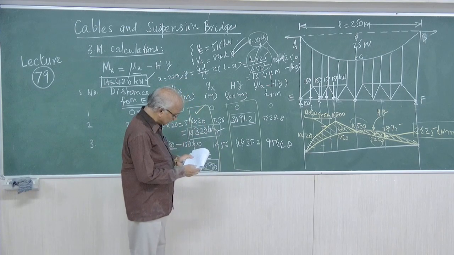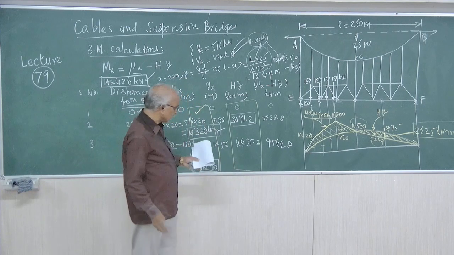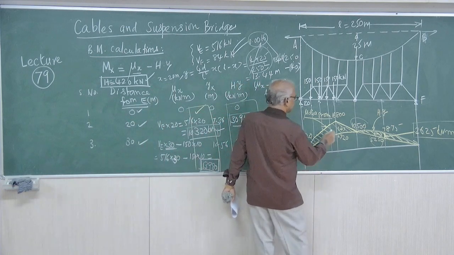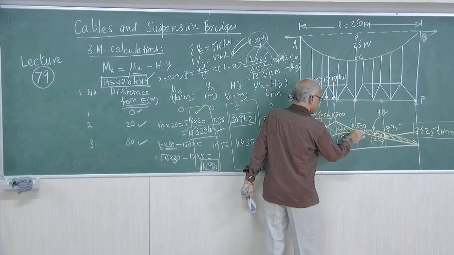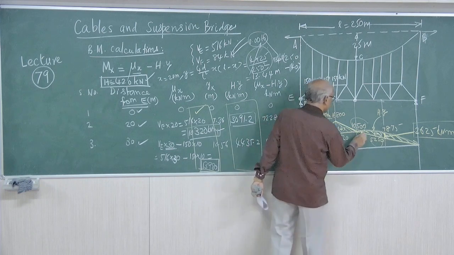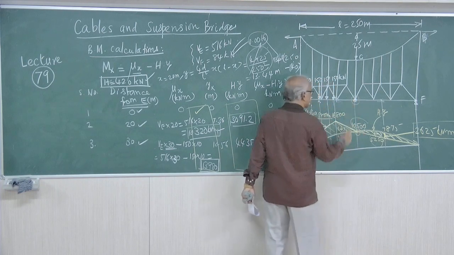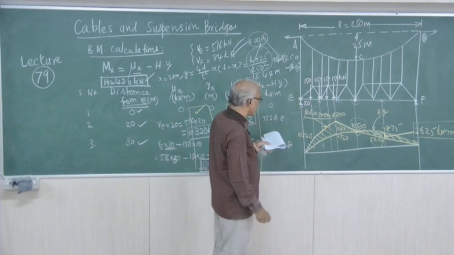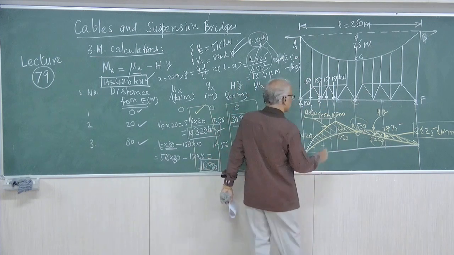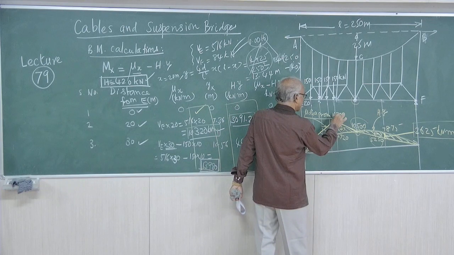Similarly, at the center, Mu x is positive 10,500, H into y is also 10,500. The bending moment will be 0. The bending moment will be 0 at the hinge. Right. Now coming to 50 meters, this is 16,800.